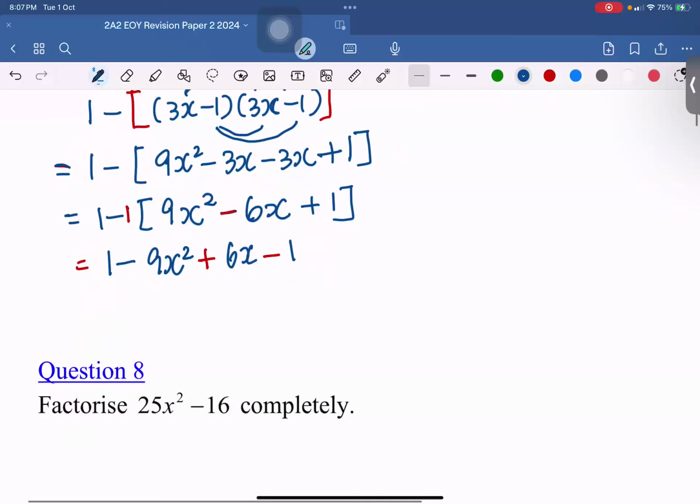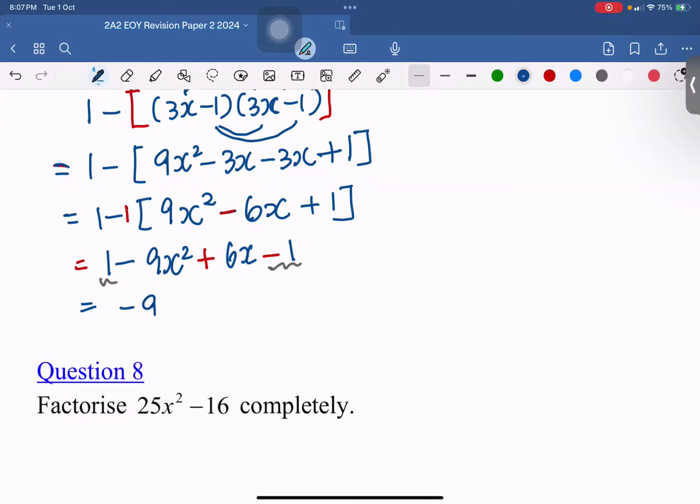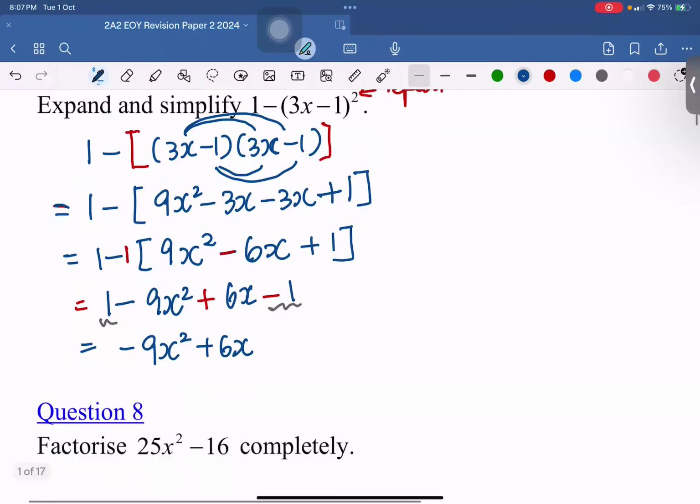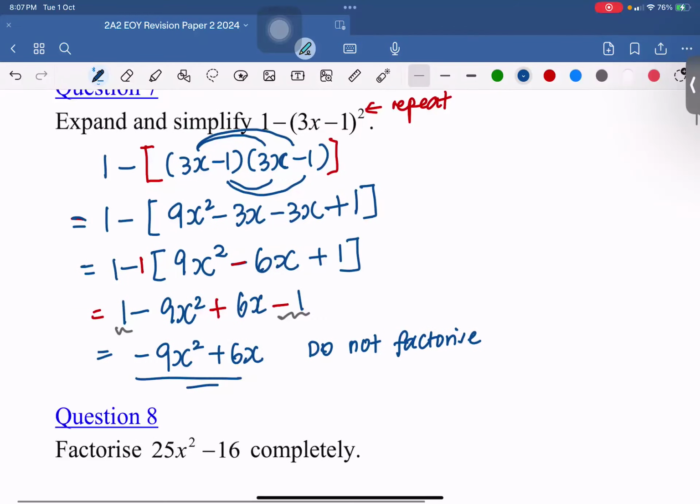Okay, then simplify it together. You notice the 1 and the 1 minus the 1, no more 1. Then this one is just left with negative 9x squared plus 6x. Notice this is not an equation, and they say expand and simplify, do not factorize. Okay, this is your answer. Please make sure you know how to do this type of questions.